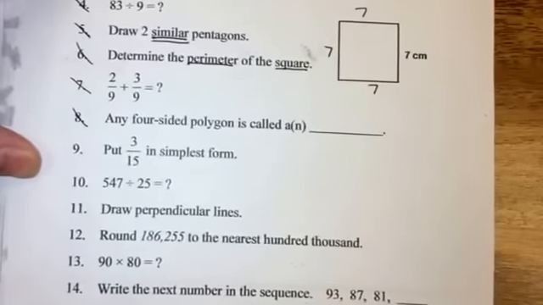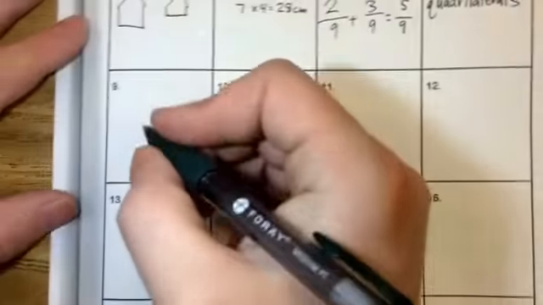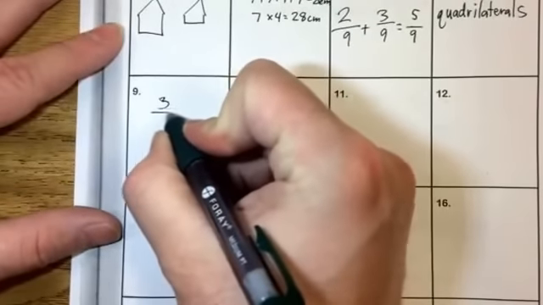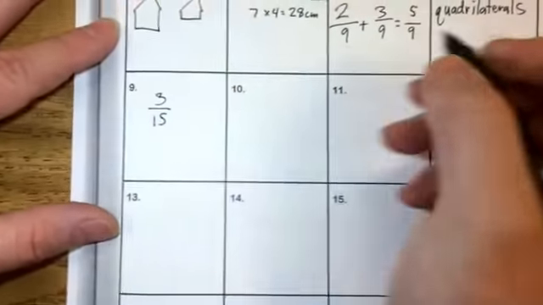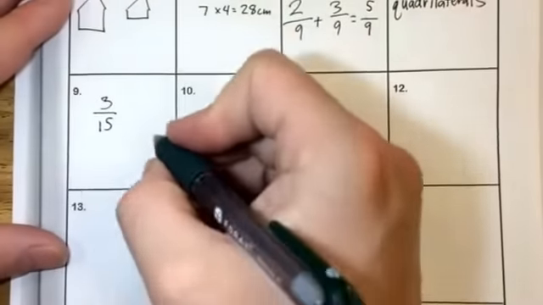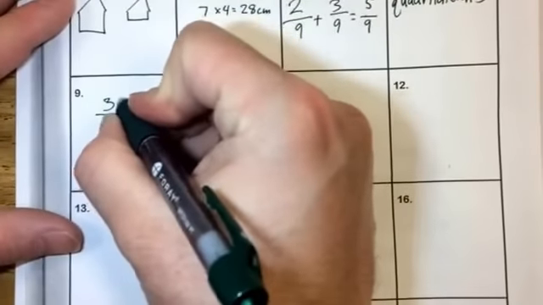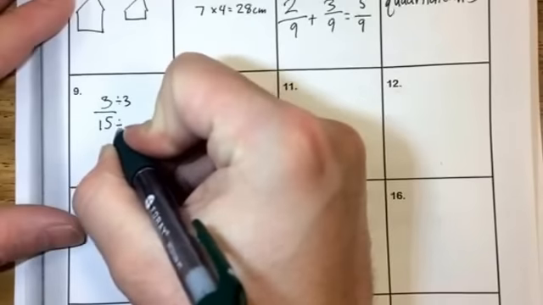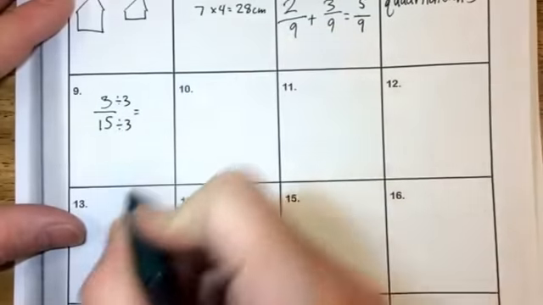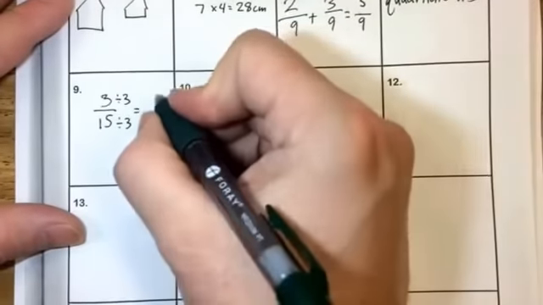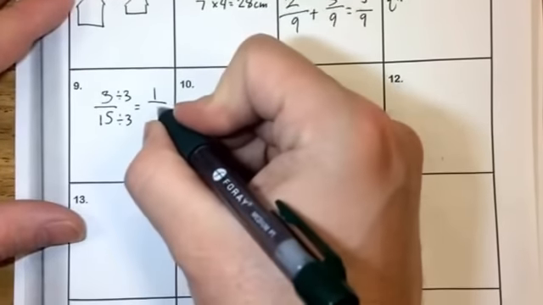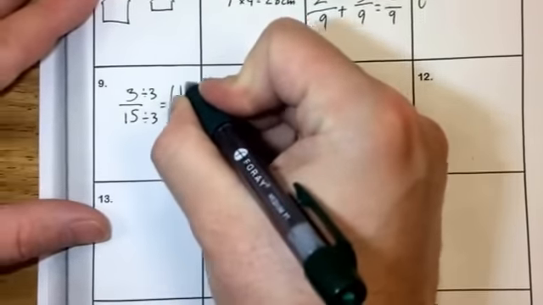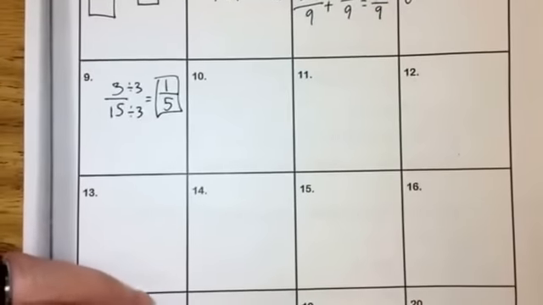All right, number 9. We need to put 3/15 into simplest form. We're looking at 3 and 15, and we need to see what number can go into both 3 and 15. I know that number is 3, so I'm going to divide both by 3. 3 divided by 3 is 1. 15 divided by 3 is 5, so 1/5 is our final answer in simplest form.